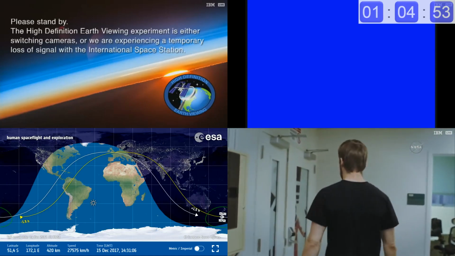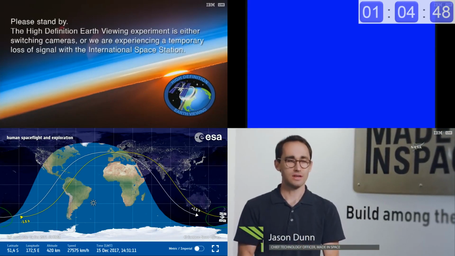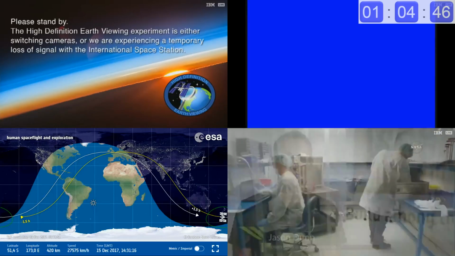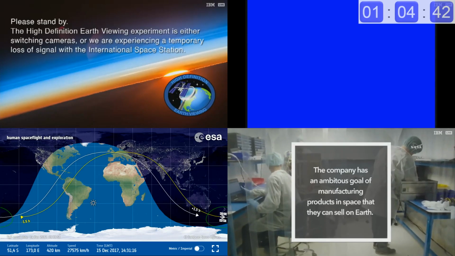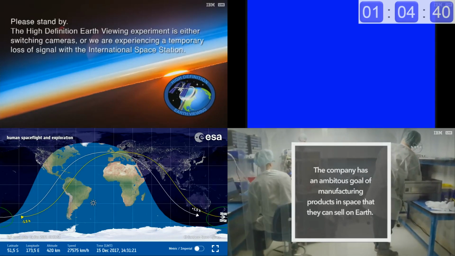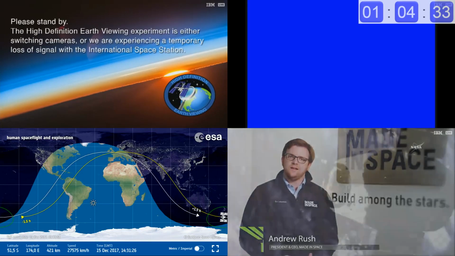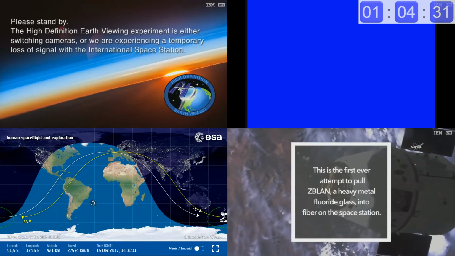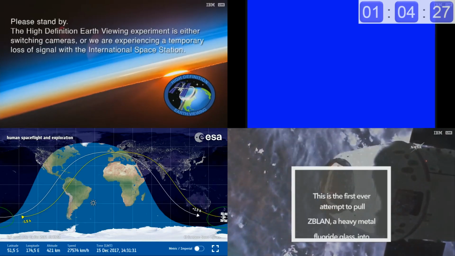There's a really interesting question that we asked ourselves since we started Made in Space, which is, might there be something that you can make only in space that you could bring back to Earth and sell? So we've built a pilot manufacturing facility that will take Z-band glass up into the International Space Station and then robotically and autonomously pull that glass into optical fiber.